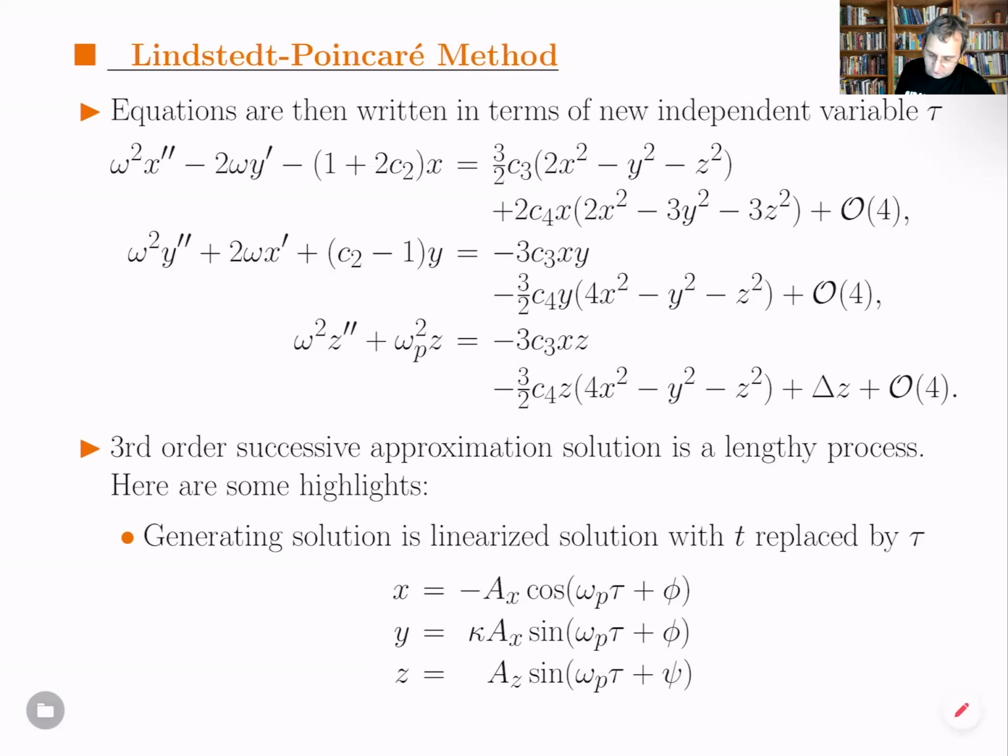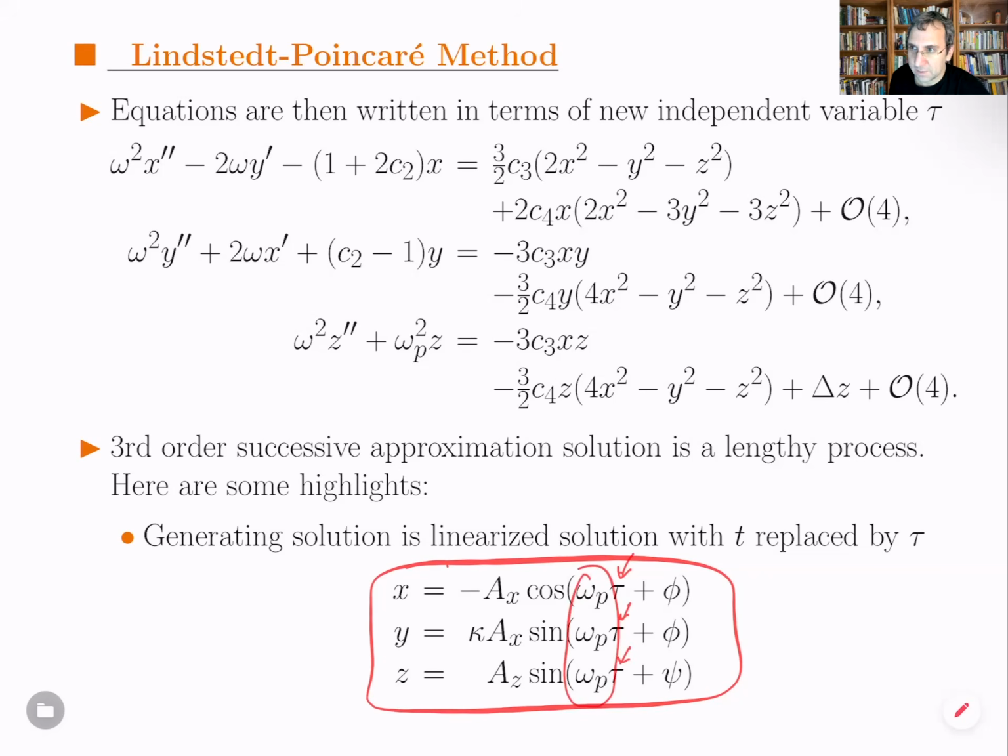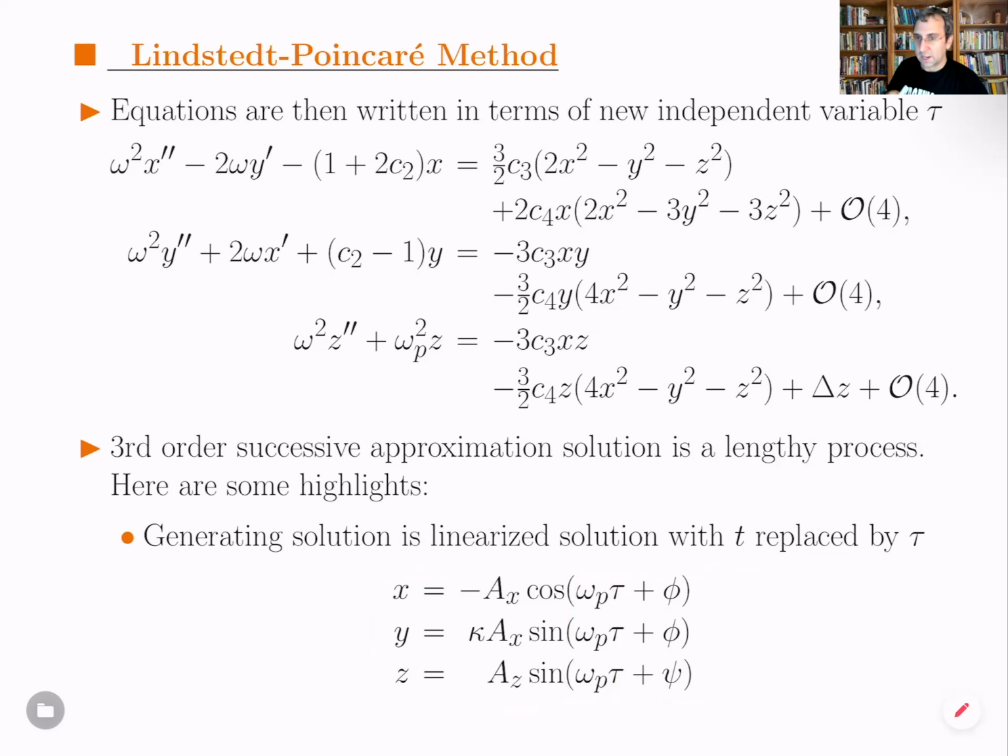We start by introducing a solution that looks like this down here, where we replace t with tau. So everywhere that we had t, we're now putting tau. Notice the frequencies are all the same. We're saying it's omega p. It's the frequency of the horizontal motion. We want the frequency of the horizontal and the vertical motion to be equal, because that means there's periodicity.